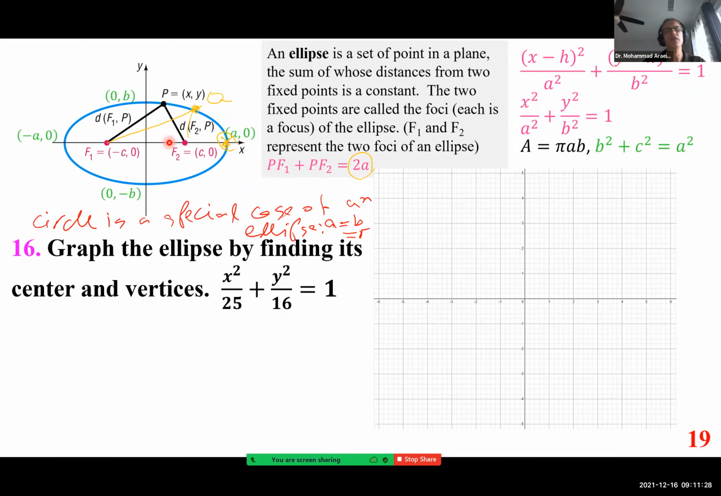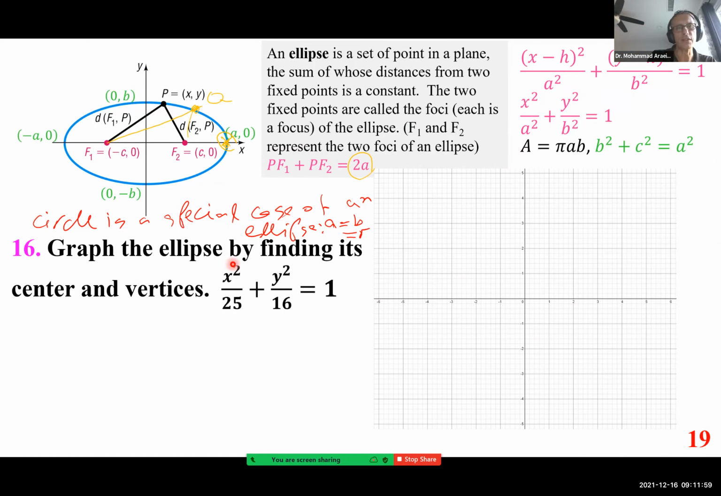However, if it's elongated along the y-axis and B is the largest one, then it's A squared plus C squared equals B squared. So please understand, it follows the Pythagorean theorem, and the largest one, depending upon whether it's elongated along the x-axis or the y-axis, changes. Along the x-axis, A is the largest one. Along the y-axis, B is the largest one. So you want to pay attention to that.